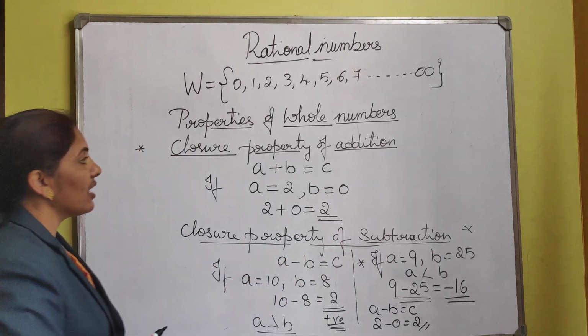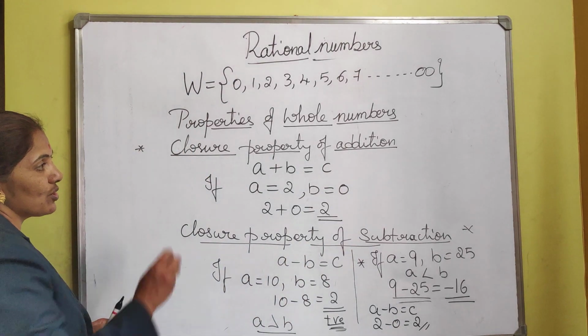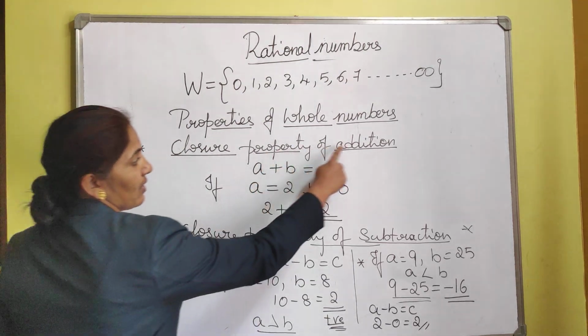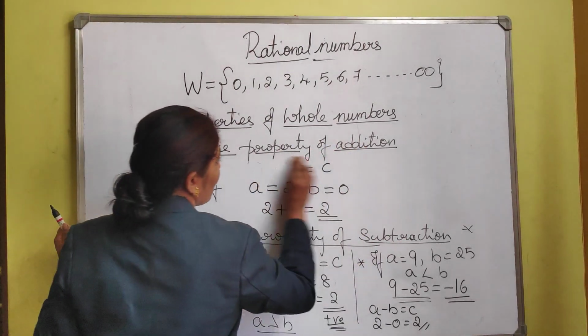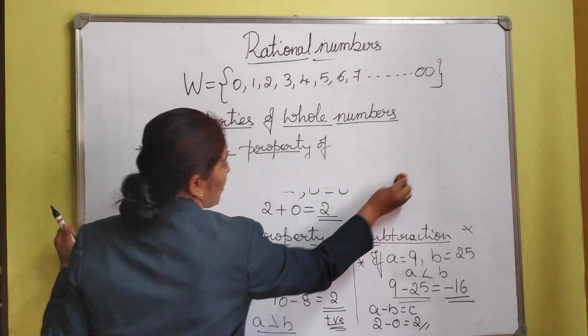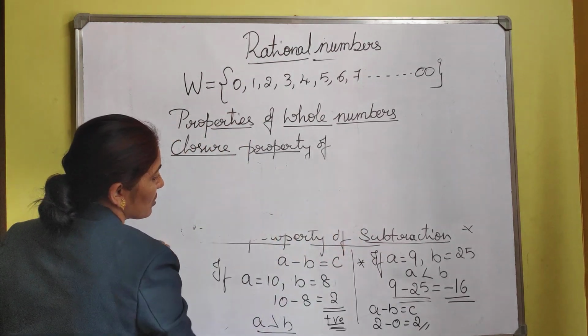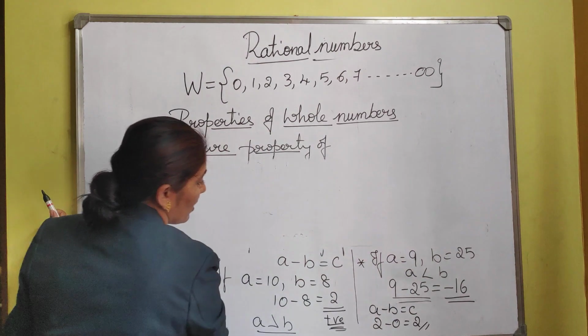In the same way, now let us check the closure property. We learned here the closure property of addition, closure property of subtraction. But now again we will check whether the closure property of multiplication holds good for the whole numbers.